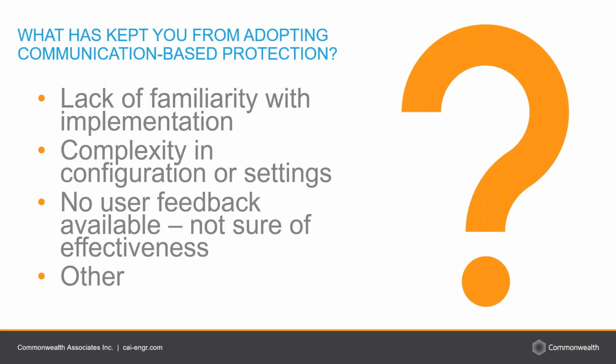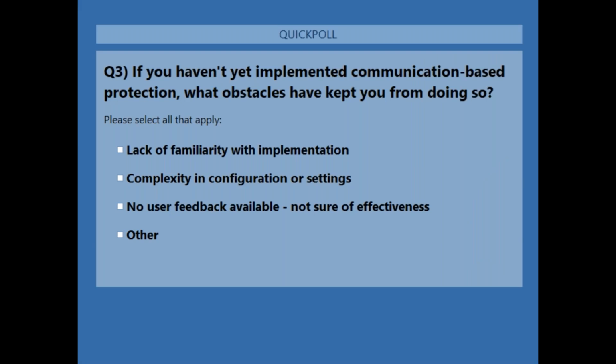We're curious, what has kept you from adopting communication-based protection? Is it a lack of familiarity with implementation, the complexity in configuration or settings? Have you not heard any user feedback? You're not sure of the effectiveness, or some other reason? If you choose the other option, we'd love to see what the reason is. If you could type it in the chat, we'll read out a few of those and see what you all say.